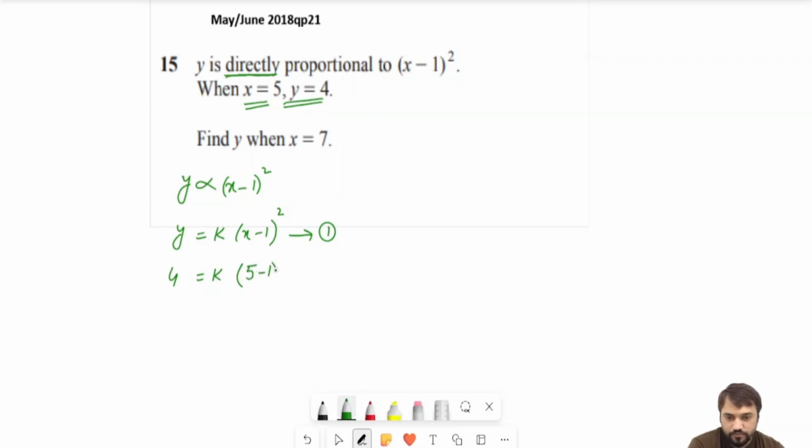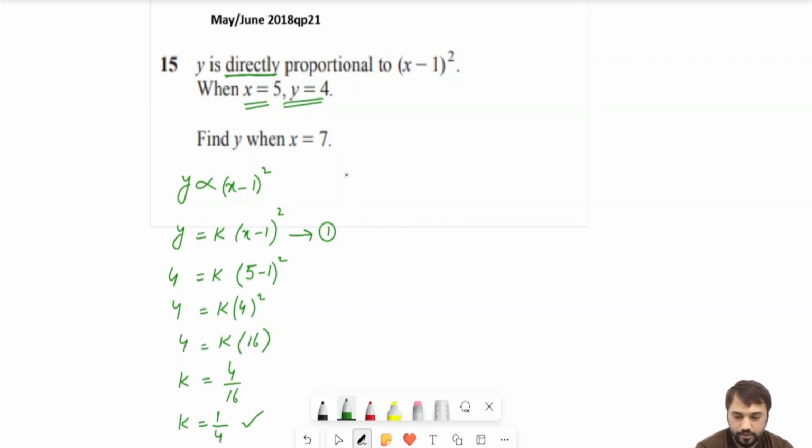So 5 minus 1 whole square, simplify, 4 is equal to k, 5 minus 1 is 4, and 4 square is equal to what? Tell me what? Yes, it is 16. So the value of k is equal to 4 over 16. We can cancel them. 4 one time, 4 how many times 16? 4 times. So this is the value of k. Now we are going to put the value of k in equation 1.